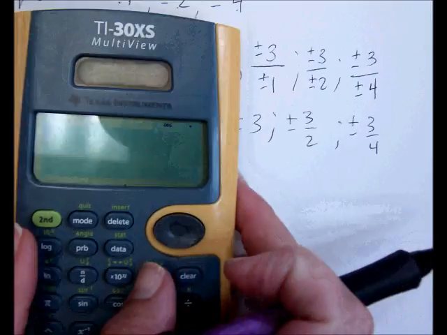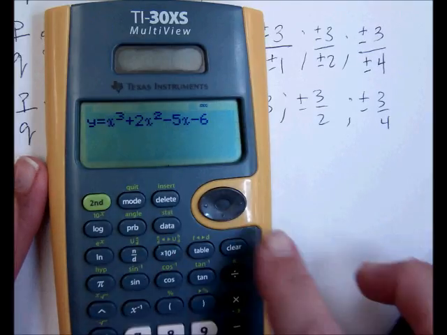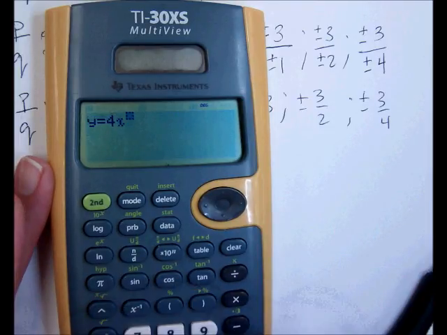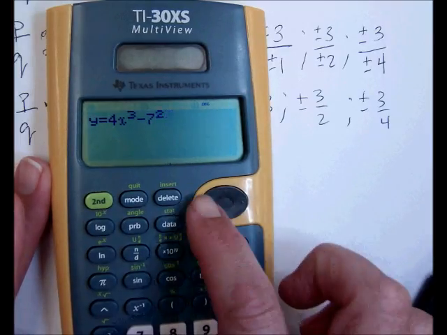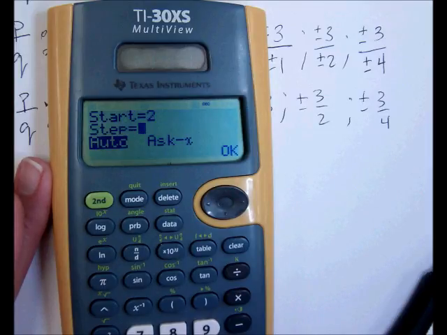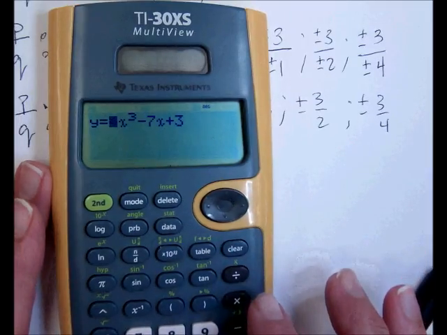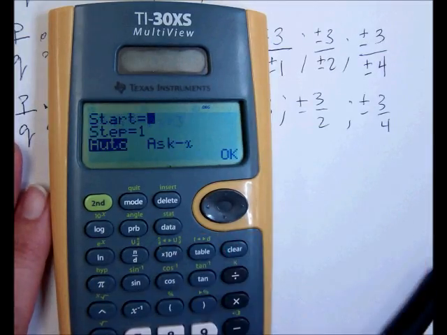So if I use my calculator, and we use the regular standard calculator today, and we use our table function, let's clear this, and let's punch in 4, and then x to the third, and then minus 7x, plus 3. And then we're going to make our table. I think I might have done something wrong, so let's go back here. I have 4x cubed minus 7x plus 3. So let's look at our table.